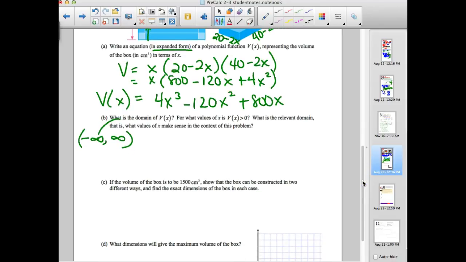All right, so our domain for V of x would be all reals, but our relevant domain, based on our actual context of the question, would be from 0 to 10. We can't take off anything negative, and we can't go past 10.